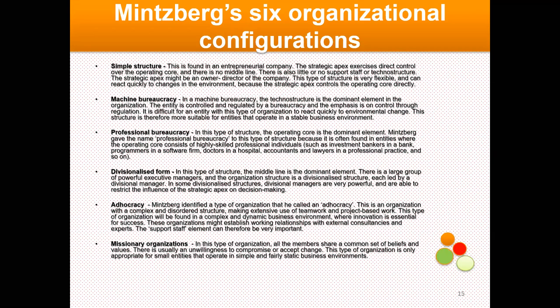So we think about it more in terms of the divisionalized structure that we talked about when we were talking about organizational structures. Then you have the adhocracy. Always remember the word ad hoc. It's a more complex and disorderly structure, which makes more use of teamwork and project-based work. It usually works in a very dynamic business environment where things are easily changing. So if a problem comes up, you just call people who have the skills to work on the problem, bring them together, and make things happen. It's based on a project, basically.